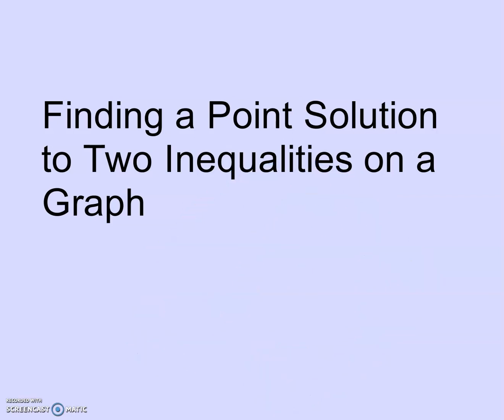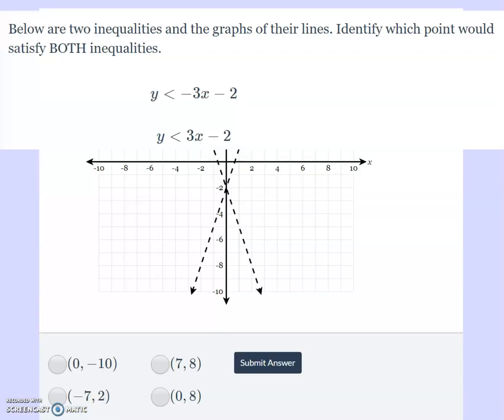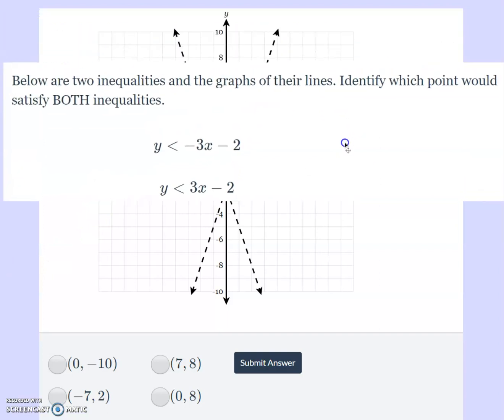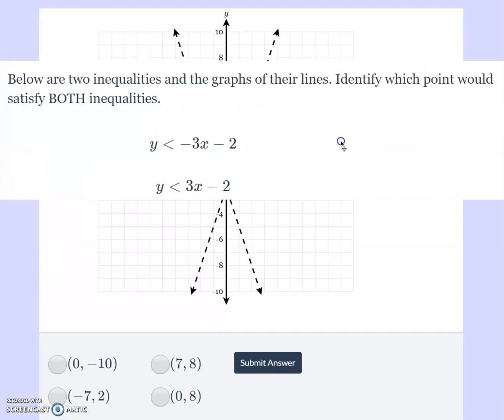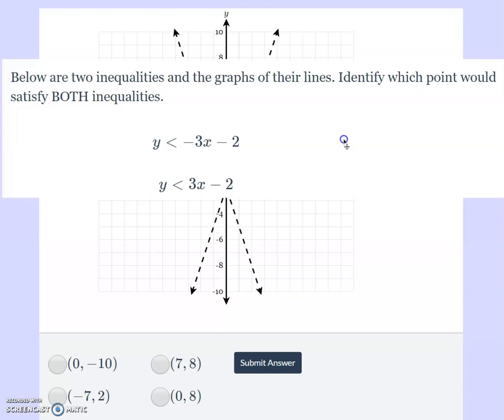Well, now what we're doing is approaching this from a little bit different point of view. We're going to be looking at two inequalities that are on a graph and asking you the same question. So I've copied two problems from Delta Math onto here. And so here's the statement first. Below are two inequalities and the graphs of their lines. Identify which point would satisfy both inequalities.